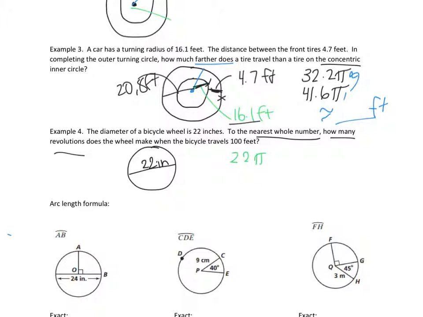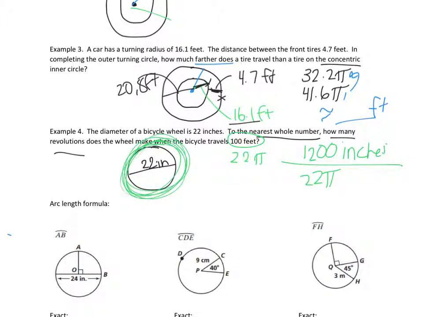Now this is 100 feet. So I'm going to change 100 feet to inches. So this is 1200 inches. So you're going to take 1200 inches and divide it by the circumference. So it's how many of these circles are going to go into 1200 inches. Then you're going to want to round this to the nearest whole number. And your answer would be in revolutions. So blank revolutions.